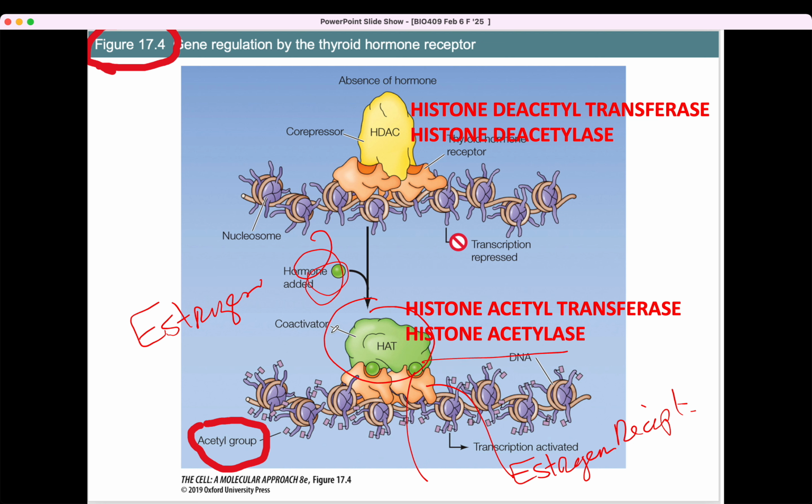Then here, in the absence of the hormone, the HAT, the histone acetylase, is let go, and instead a histone deacetylase is bound. You see it's tethered and removed all these acetyl groups enzymatically over several minutes. Transcription is repressed, the chromatin is more folded up. And these two, they're transcription factors.